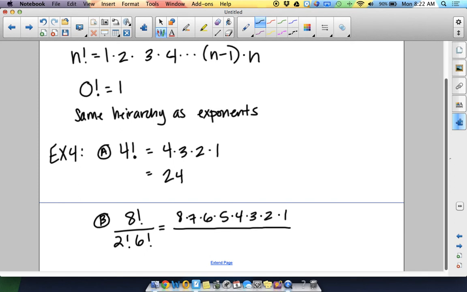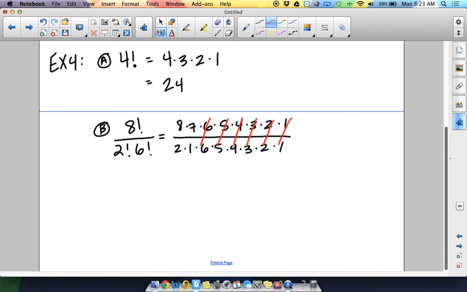No one's going to type that into their calculator though. Because on the bottom you have 2 times 1, and then times 6 times 5 times 4 times 3 times 2 times 1. And you guys are really just working with division. You get to cross all those off and do some mental math. So it'll be a non-calculator problem. So what's the answer to this one? 28. 56 divided by 2 is 28.